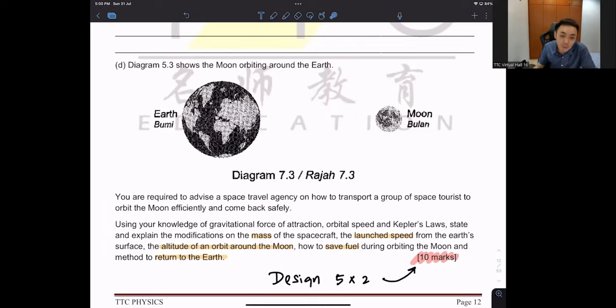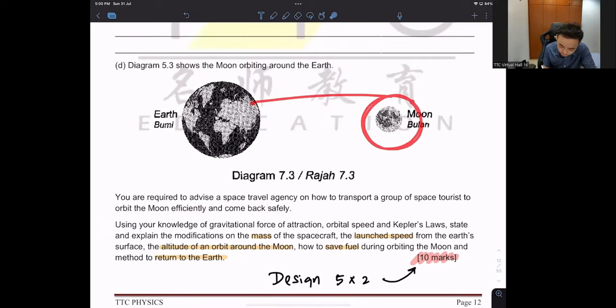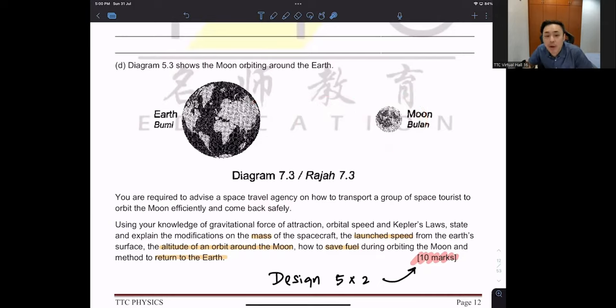Go on. Right, so this one, they orbit, then come back. Actually, when you're orbiting, we can turn off the engine. You know why? Because when you are in the orbit of the moon, the moon's gravity is going to cause you to orbit itself. You don't need fuel, you don't have to turn on the engine. So to save fuel, simple. The moon itself has a gravity that will attract you and keep you orbiting.